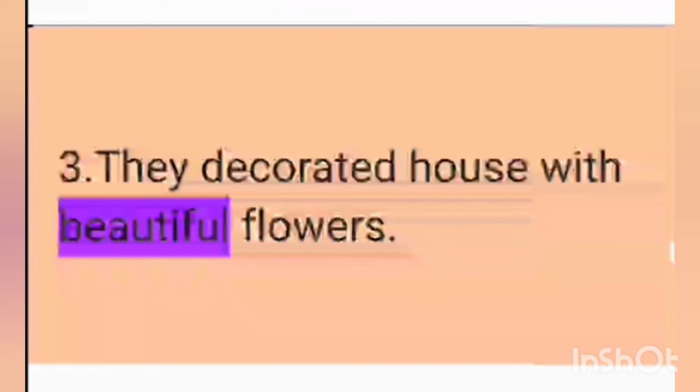Now the last example: they decorated the house with beautiful flowers. We are telling about a house that is decorated with flowers, but we are giving details about what sort of flowers we are using, what type of flowers we are using, that is beautiful flowers. So here beautiful is the adjective that is used to describe the noun flowers. So adjectives are word classes that are used to describe nouns or pronouns in detail.